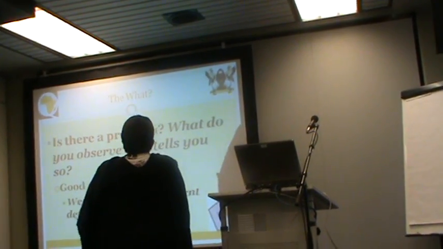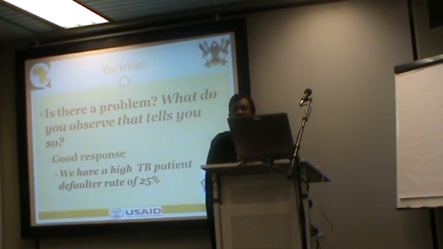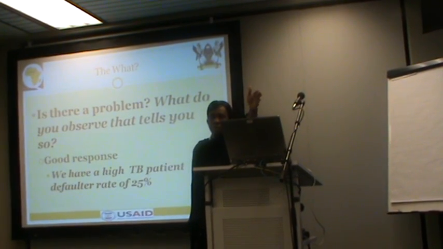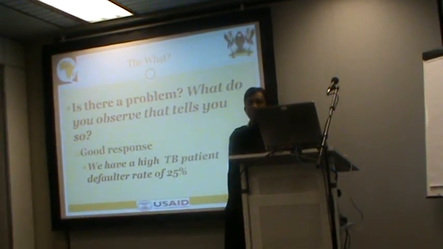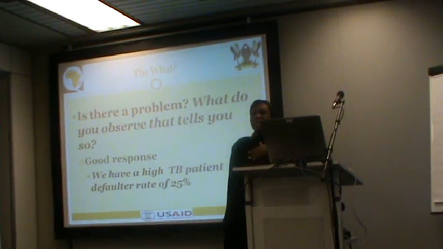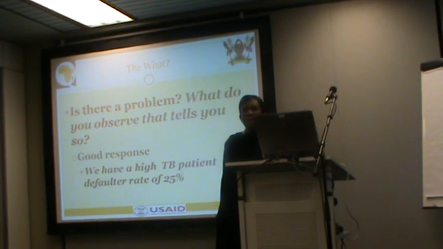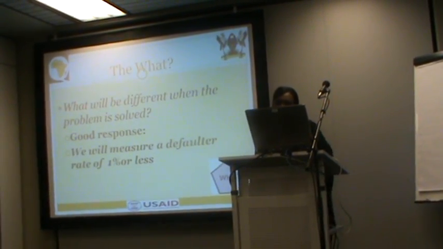For example, here we said we have a high TB patient defaulter rate of 25%. That is directing you exactly where the problem is. Not, oh, we have a problem with patients. You get the difference? One is just a general statement. You are indicating there's a problem somewhere there. But this one tells you exactly where your problem is.